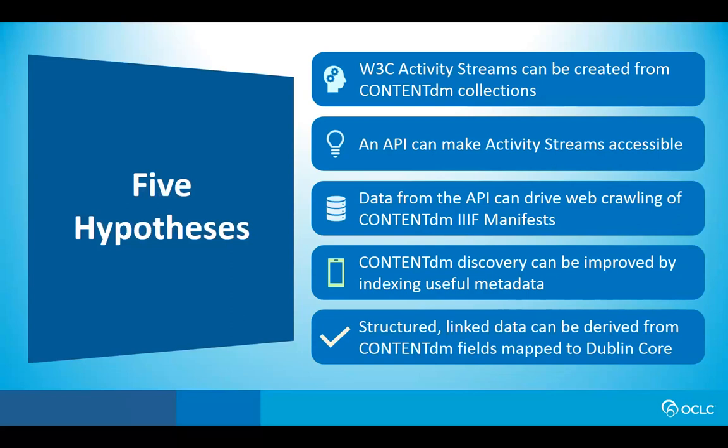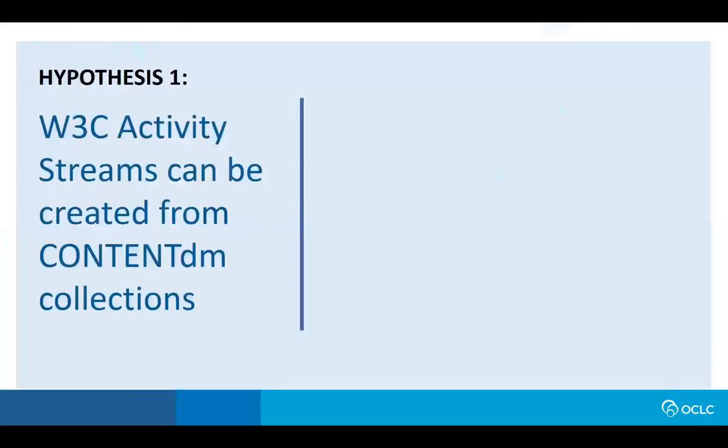I didn't mention that in ContentDM today, all the metadata is text-based. There are no identifiers in there. There are no entities. It's all just text. So we wanted to know if we could convert that to linked data, basically. So I'll go into these in a little more detail.